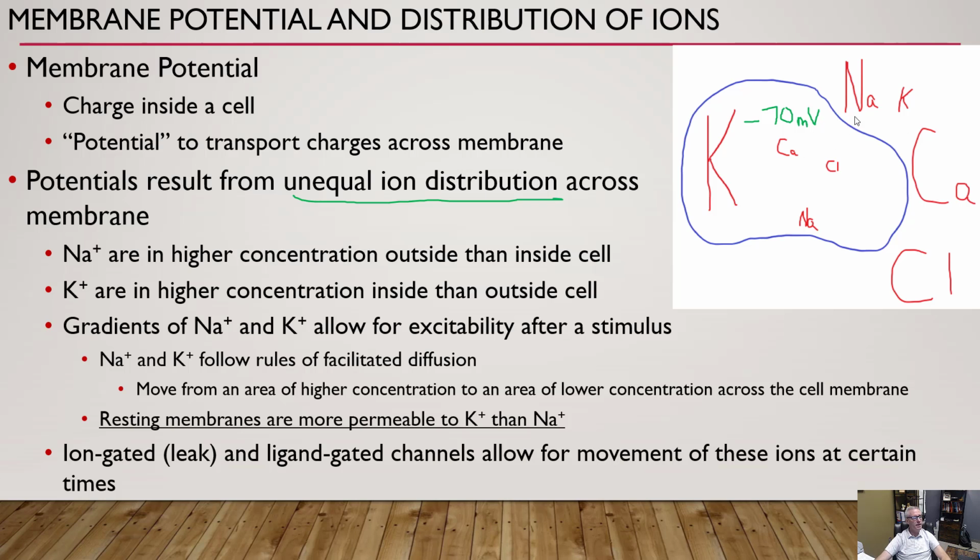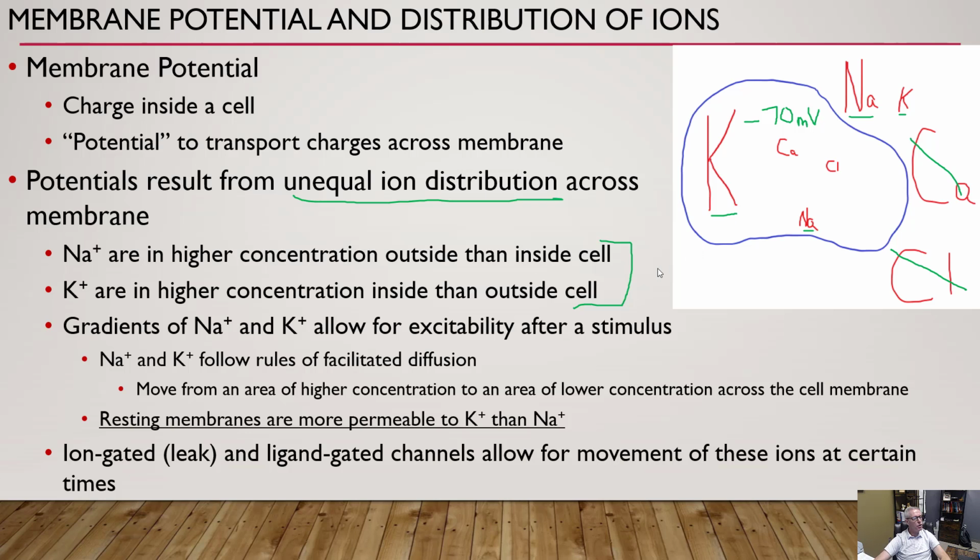And we've already said that we have a higher concentration of sodium outside the cell versus inside, and a higher concentration of potassium inside the cell than outside the cell. And from here on out, we're really not going to talk about calcium and chloride. We'll briefly mention chloride a little bit later on, but not much. Sodium and potassium are really our two key players in how a neuron becomes stimulated.